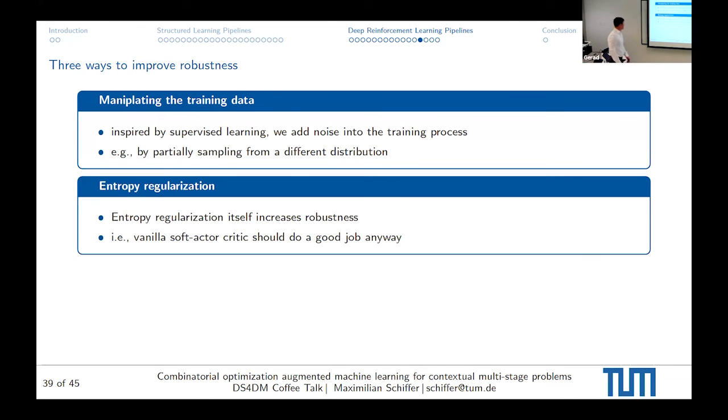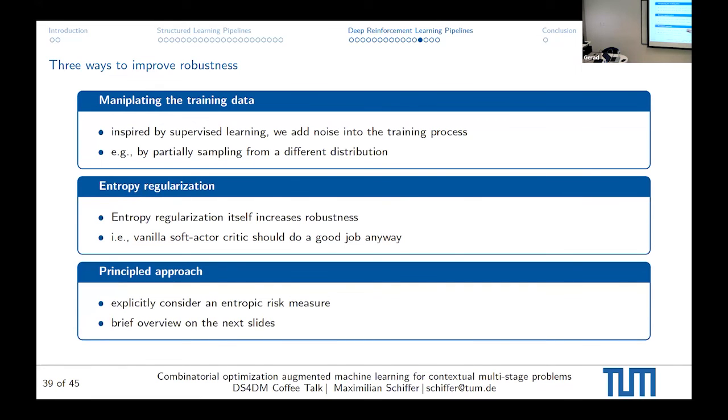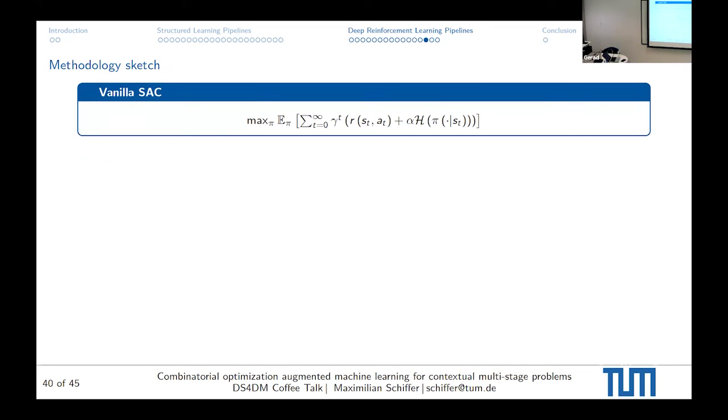The second one, and this is what is often done, we could ignore the problem. Right? We could just say we use soft actor critic. Soft actor critic has an entropy term, entropy regularization, which increases robustness. We can show that numerically and theoretically, so we're done. So we don't have robustness issues in deep reinforcement learning. Or we could take the last one, which is a principled approach, where we say, okay, we want to explicitly consider some kind of risk measure to steer robustness, right? If we are risk averse or not.